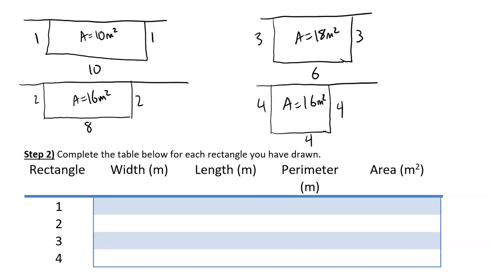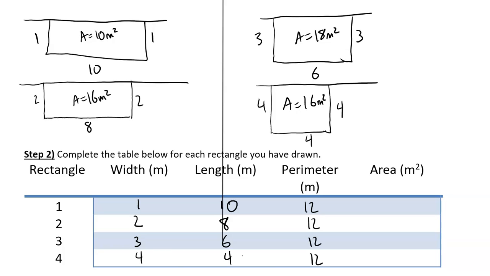So there are my 4 diagrams. I haven't drawn them quite to scale, but hopefully you can see some interesting features here, that the square is not the biggest area. Let's fill in the chart below as we make some conclusions. The first one had a width of 1 and a length of 10. So the perimeter of that one was 12. They were all 12. The second case was 2 by 8. The third case was 3 by 6. And the fourth case was 4 by 4.